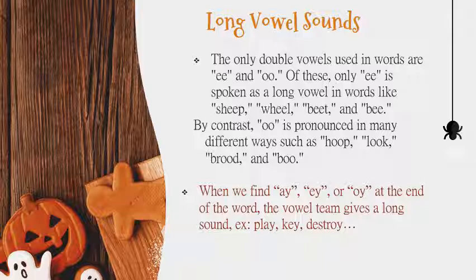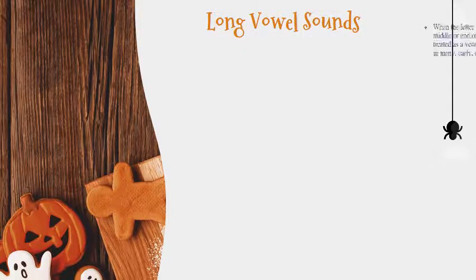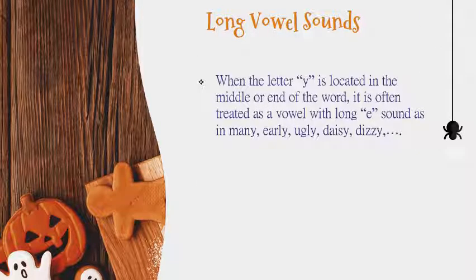When we find AY, EY, or OY at the end of the word, the vowel team gives a long sound. Example, play, key, destroy. Okay? We still have rules with the long vowel sounds.